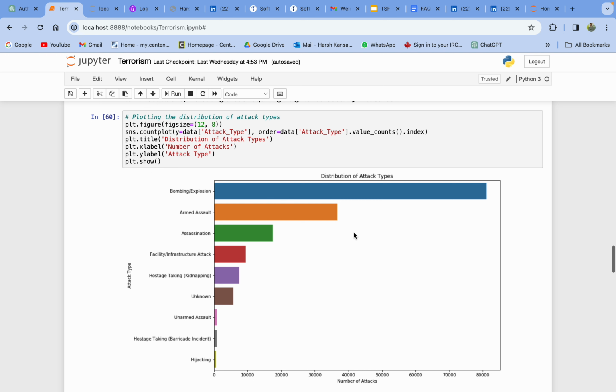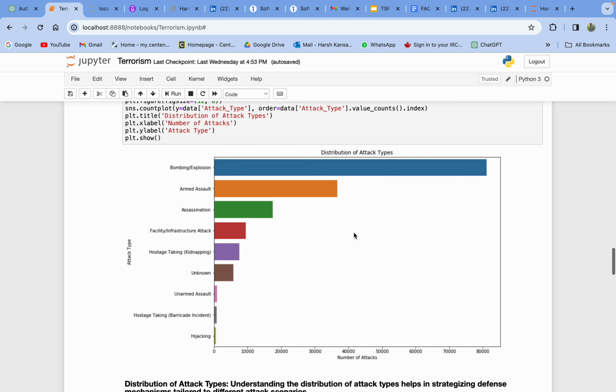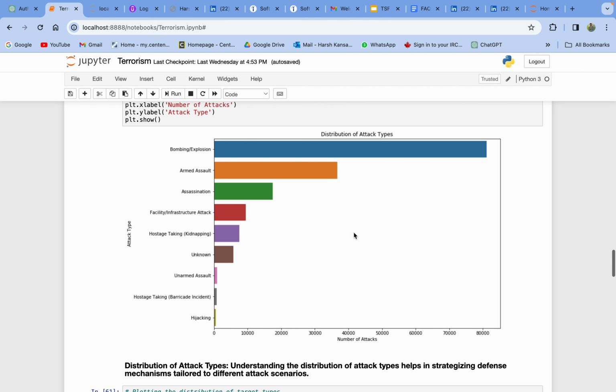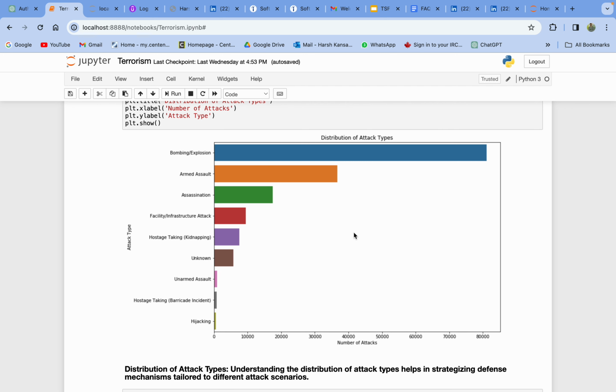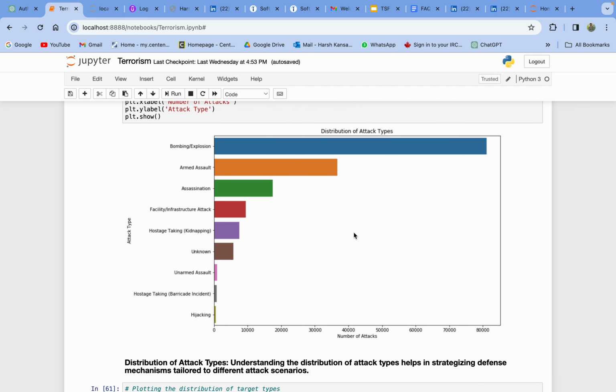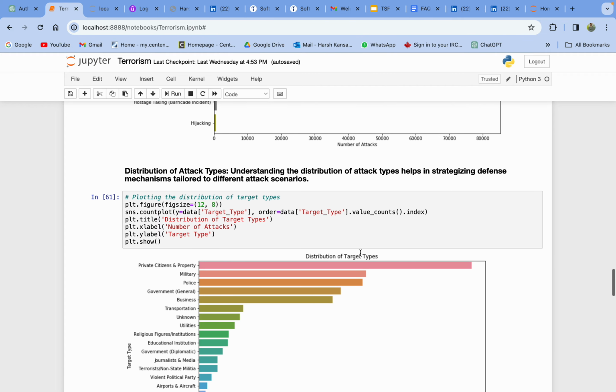Here if we see, this is the graph of the distribution for attack types, in which bombing and explosion is one of the most common reasons for the attacks. It is for understanding the distribution of attack types, helping in strategizing defense mechanisms tailored to different attack scenarios.